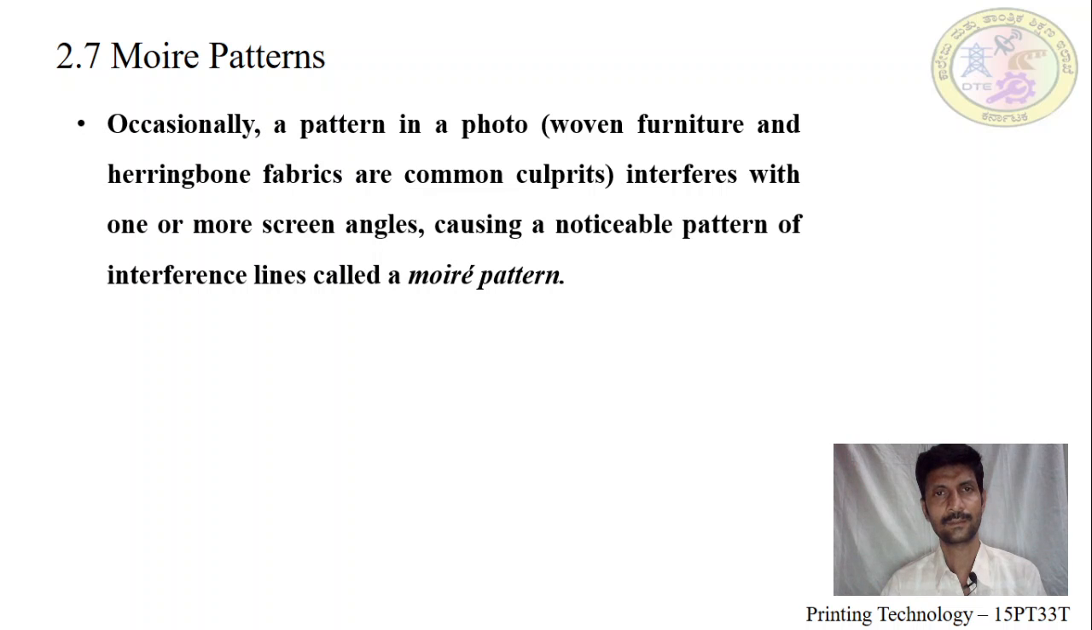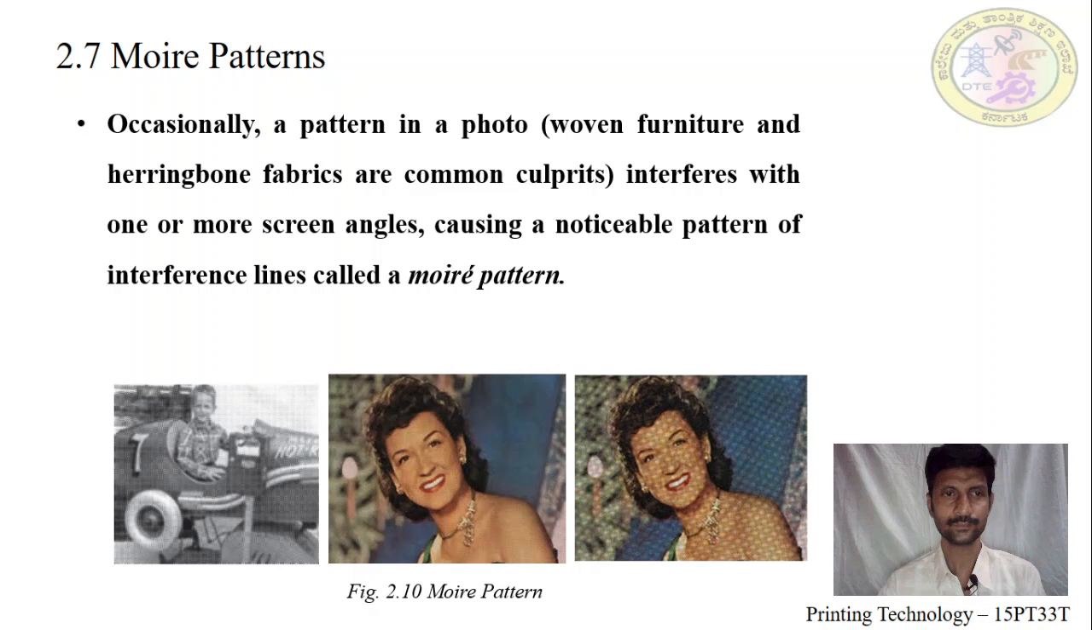Sometimes there may be misalignment and the screen angles may differ from one another, so that it produces a Moiré pattern or a ghost image on the printed sheet. This shows up as blurred or out of focus to the human eye. See this image. This is the original photo. If the screen angle is missed, we will get this type of output.